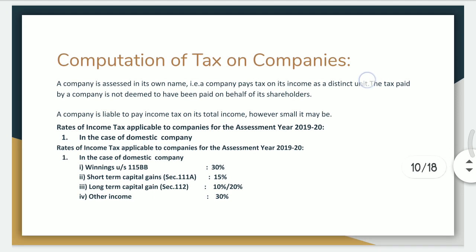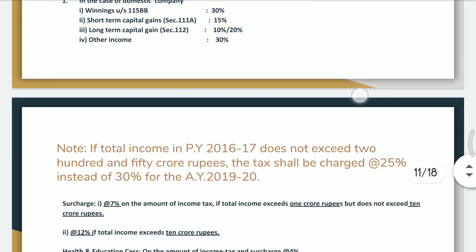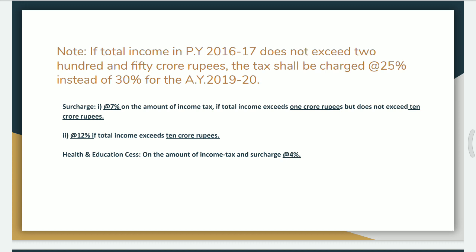Computation of tax. A company is liable to pay income tax on its total income, and the tax rates applicable for the assessment year 19-20 are, in case of a domestic company: winnings under Section 115BB 30%, short-term capital gains 15%, long-term capital gains 10%/20%. This 10% is applicable for shares and 20% is applicable for assets. Other income 30%. A special note is there. If total income in the previous year 16-17 does not exceed 250 crore rupees, the tax shall be charged at the rate of 25% instead of 30% for the assessment year 19-20.